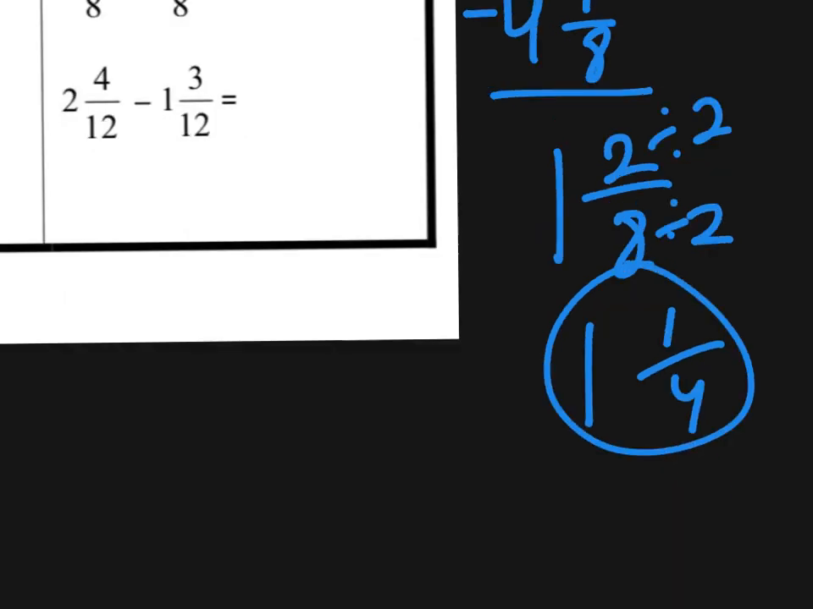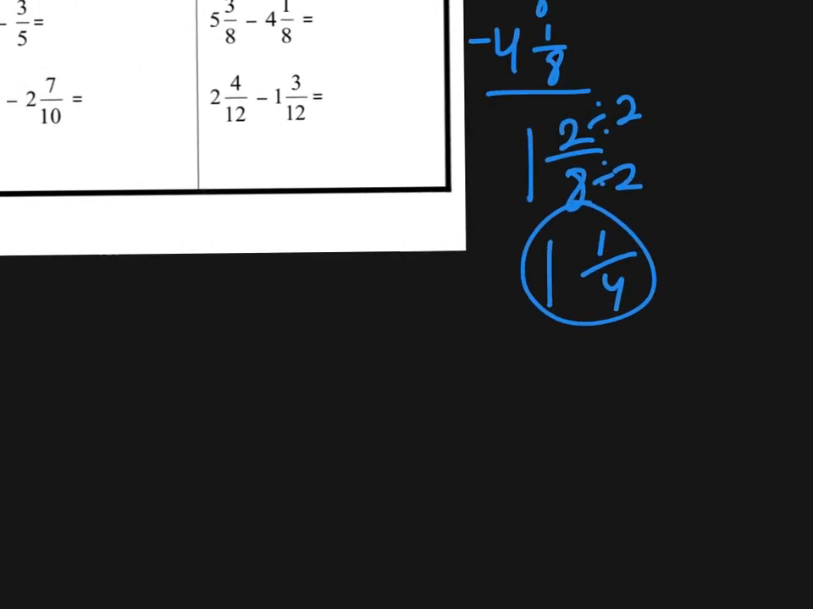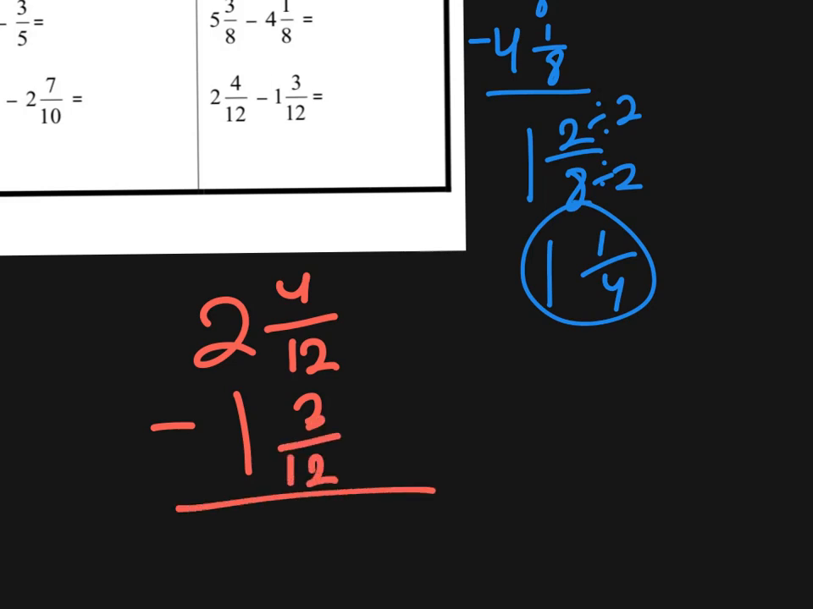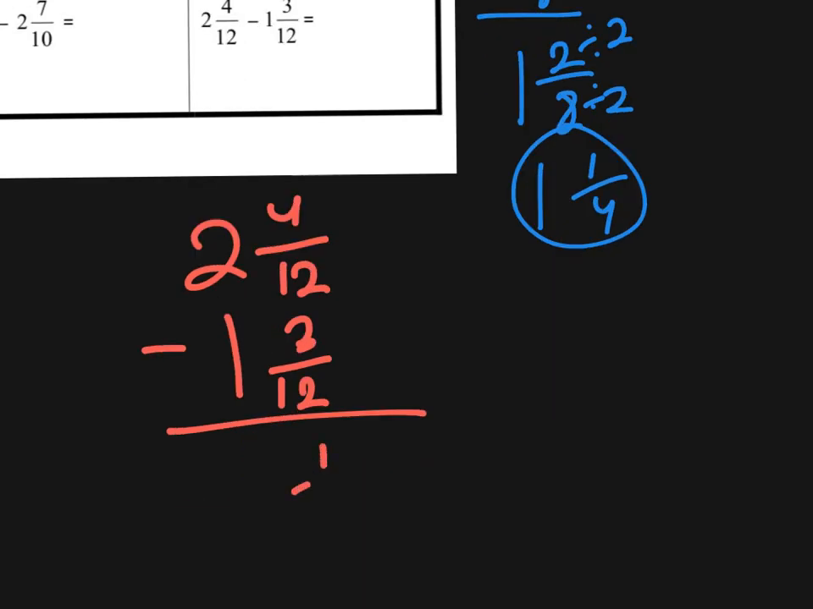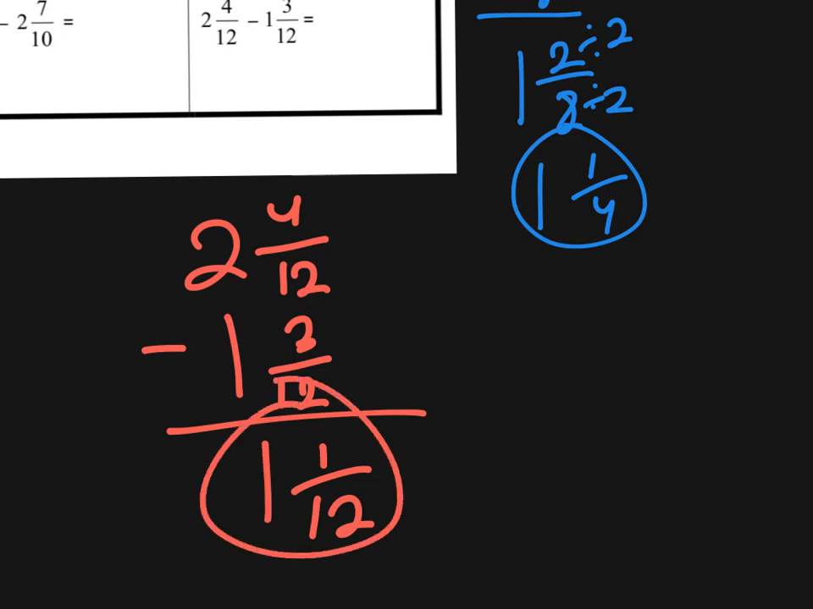For the bottom one, it will be 2 and 4/12 minus 1 and 3/12. 4/12 minus 3/12 will give us 1/12. And then 2 minus 1 is 1. So the answer is going to be 1 and 1/12.